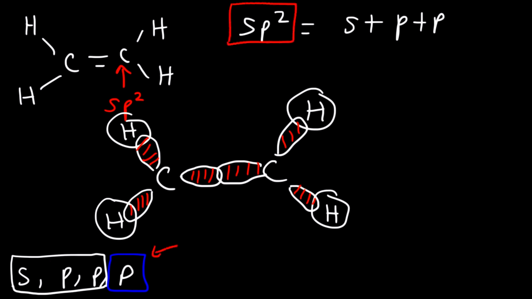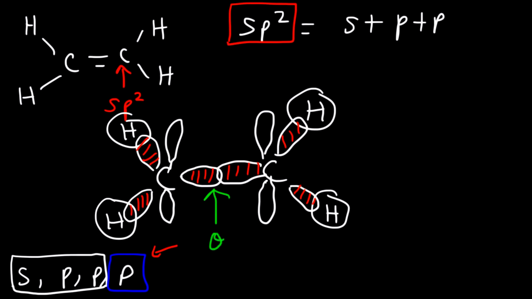Now we need to account for the missing p orbital. That p orbital is unhybridized. So it looks like this. It exists above and below the sigma bond. And remember, a sigma bond is produced due to the overlap of two atomic orbitals. So this here is a sigma bond.